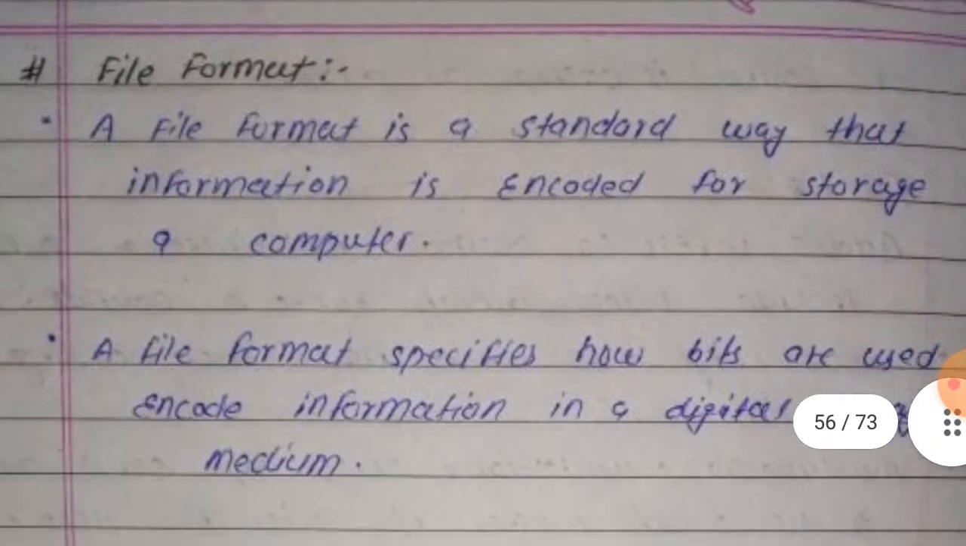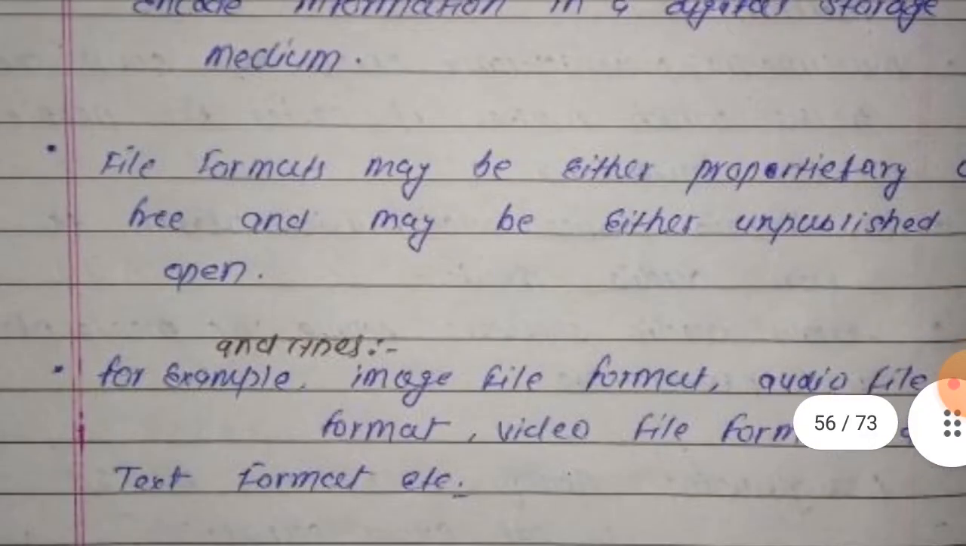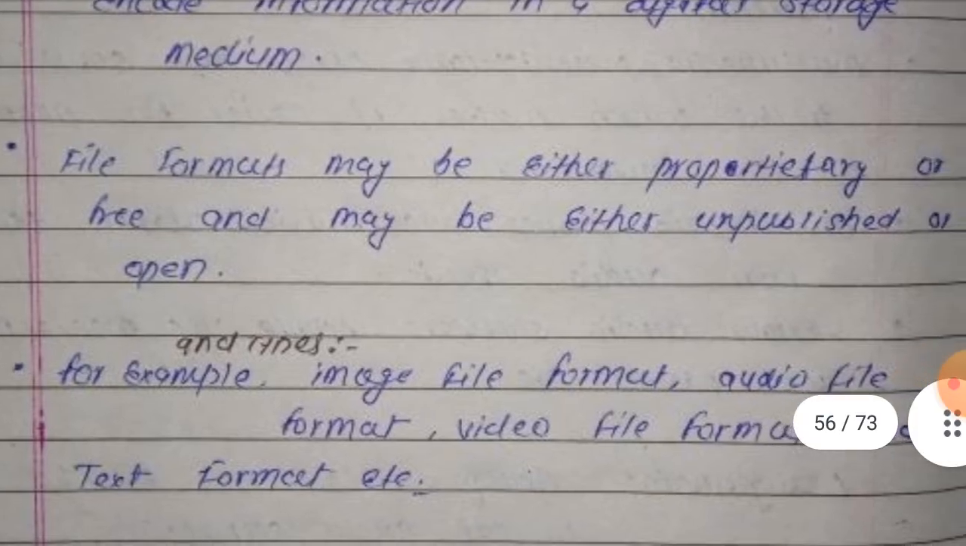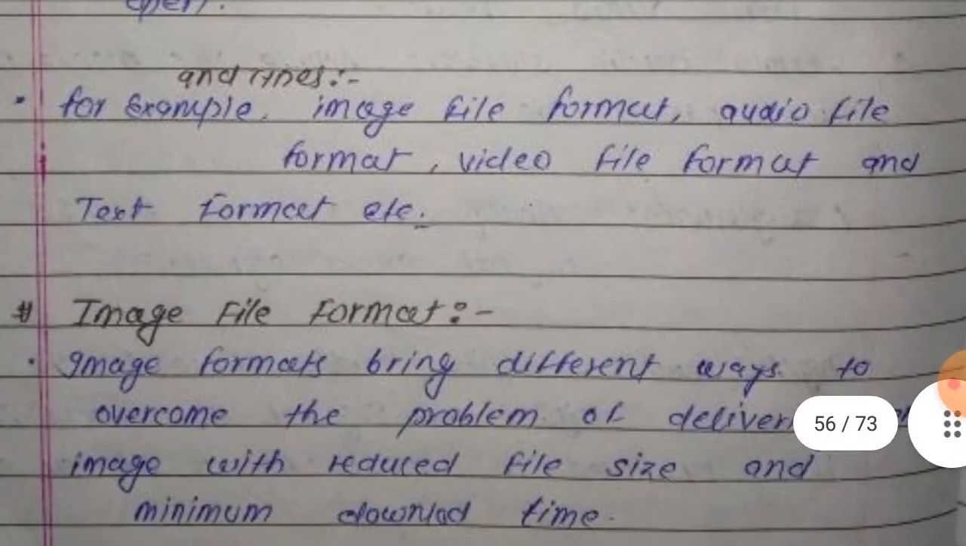File format. A file format is a standard way that information is encoded for storage on a computer. A file format specifies how bits are used to encode information in a digital storage medium. File formats may be either proprietary or free and may be either unpublished or open. For example, types: image file format, audio file format, video file format, and text format, etc.